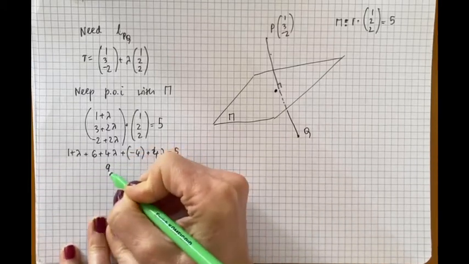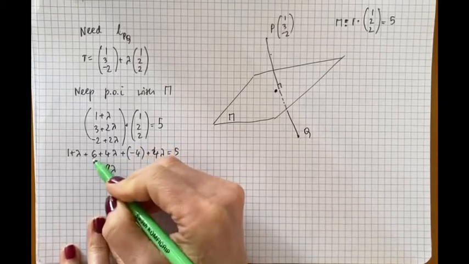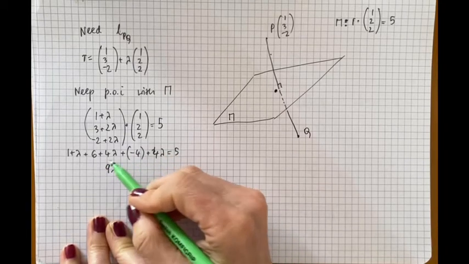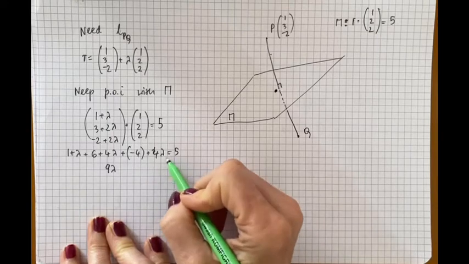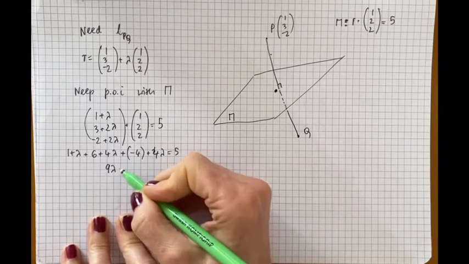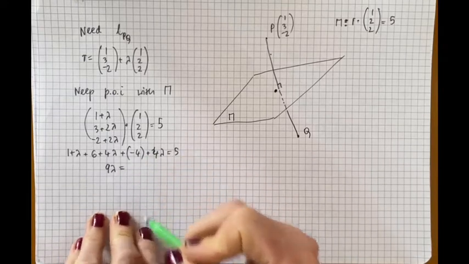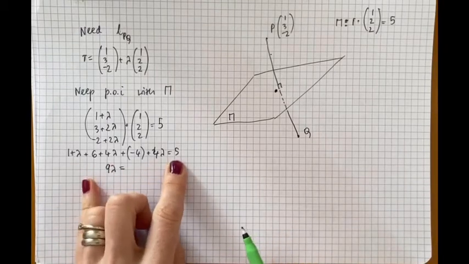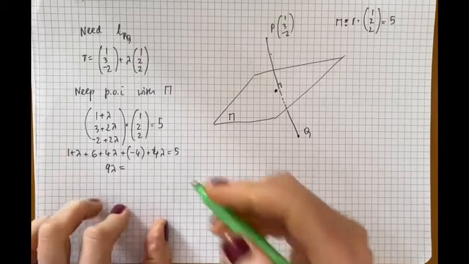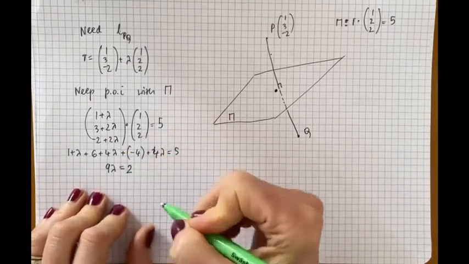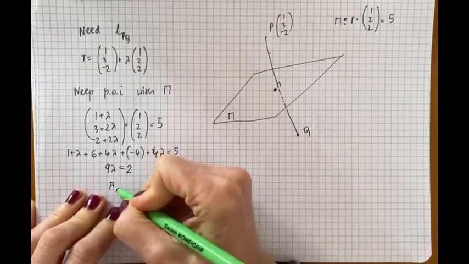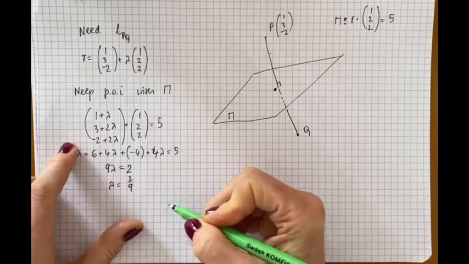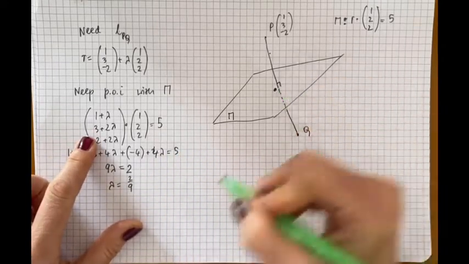So we've got 9 lambda, and you've got 1 plus 6, which is 7, minus 4, which is 3. And then on the other side, it's going to give me 2. Let's just double check. So that will be 9, take away 7, that will give me 2. Okay, so lambda is equal to 2/9. So that will give me the position vector of that point.